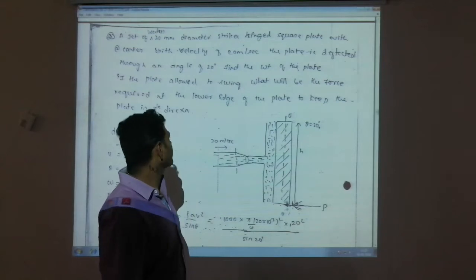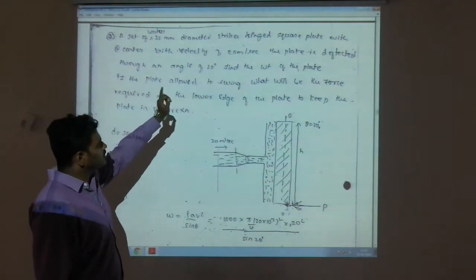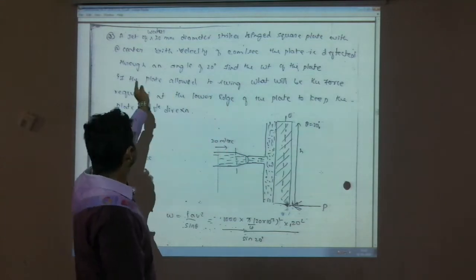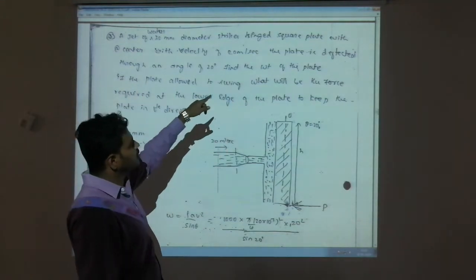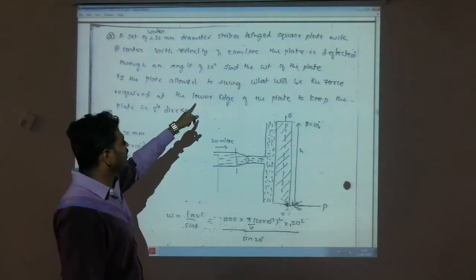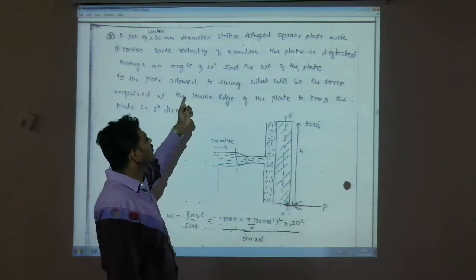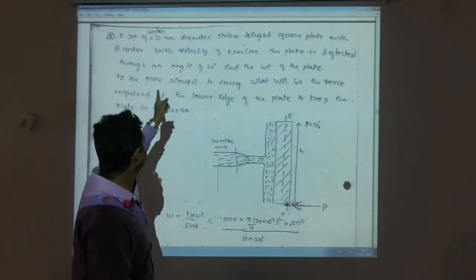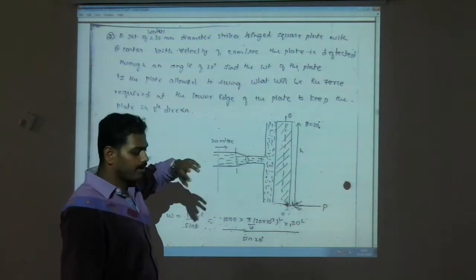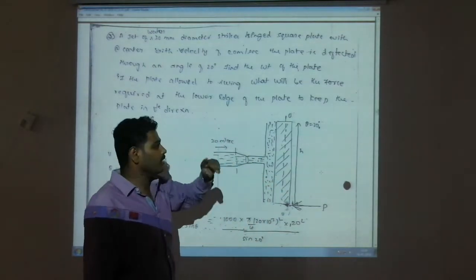Next numerical. A jet of water 30 mm diameter strikes a hinged square plate at its center with a velocity of 20 meter per second. The plate is deflected through an angle of 20 degrees. In the previous problem we found the angle, but in this one the angle is given. Find the weight of the plate if the plate is allowed to swing. In the previous problem the weight was given and we found the angle; here we are asked to calculate the weight.